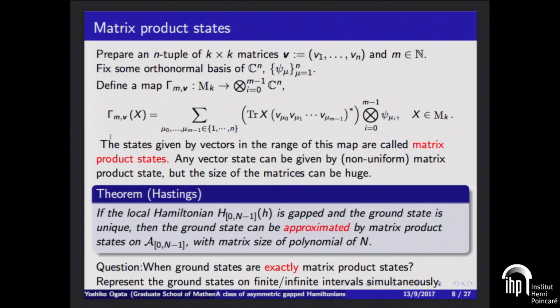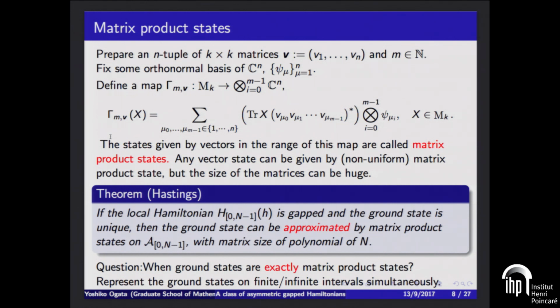But actually, any vector in a finite dimensional system can be given by a non-uniform matrix product state. Non-uniform means that here I wrote the uniform version, so V does not depend on the site, but we can consider the version where V depends on the site. If we allow such a thing, then any vector can be represented like that. However, the size of these matrices can be huge. It can grow at an exponential rate in the interval size m.